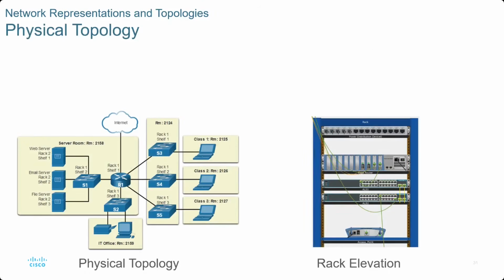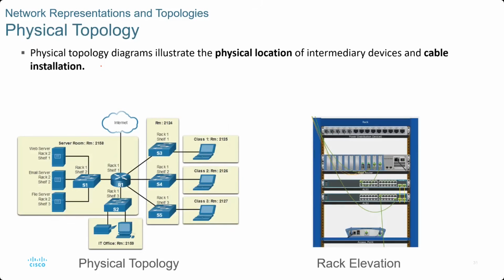Let's talk about a physical topology. So we can represent our networks using a physical topology where we focus on the physical properties of a network. So what would be a physical property of a network? So for example, where are the devices, in which room?